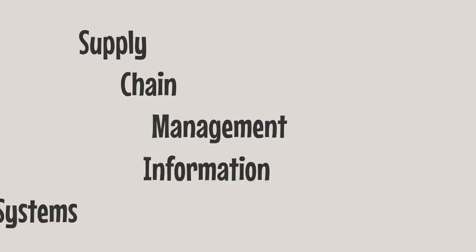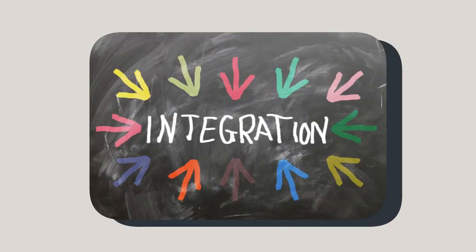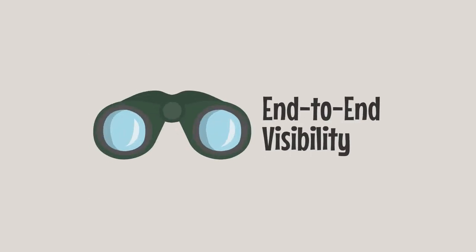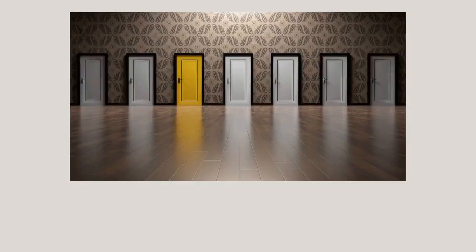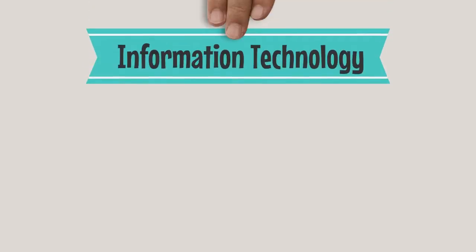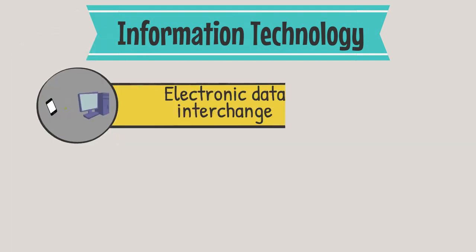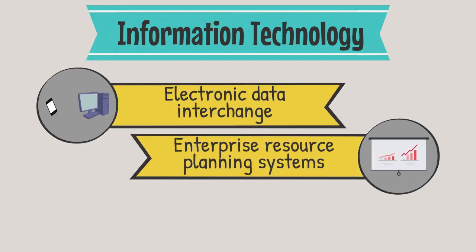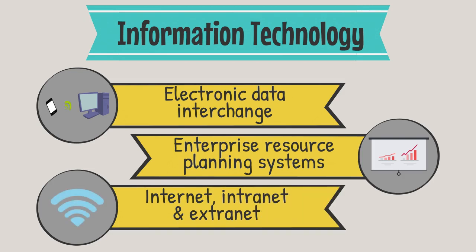Supply Chain Management Information Systems (SCMIS) enables integration along supply chains. A hallmark of supply chain maturity is end-to-end visibility of supply and demand data that are used to make decisions and take effective action. The three types of information technology that are most commonly used to facilitate supply chain integration include electronic data interchange, enterprise resource planning systems, and internet, intranet, and extranet.